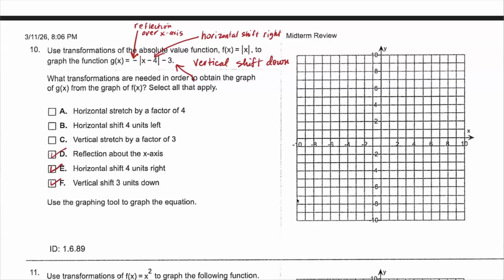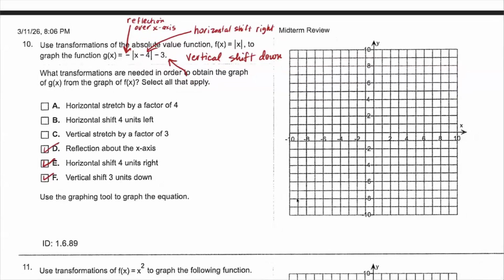And the way my math lab grades this is if you check off the wrong things, they're going to take points off. And if you don't check off all the right things, they're going to take points off. And if you graph it incorrectly, you will have points taken off. So every little thing you click matters. All right. So this thing has a vertical shift, a horizontal shift, and a reflection.